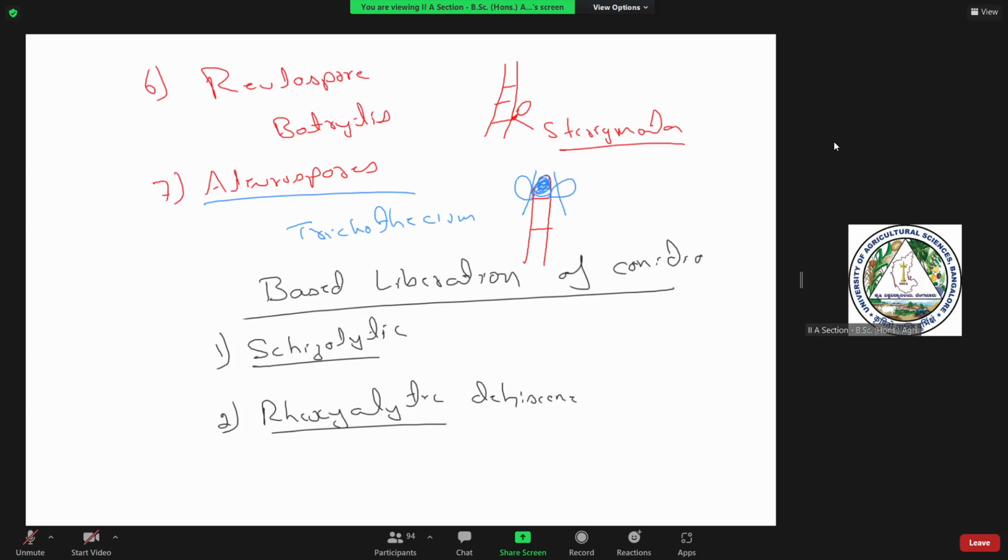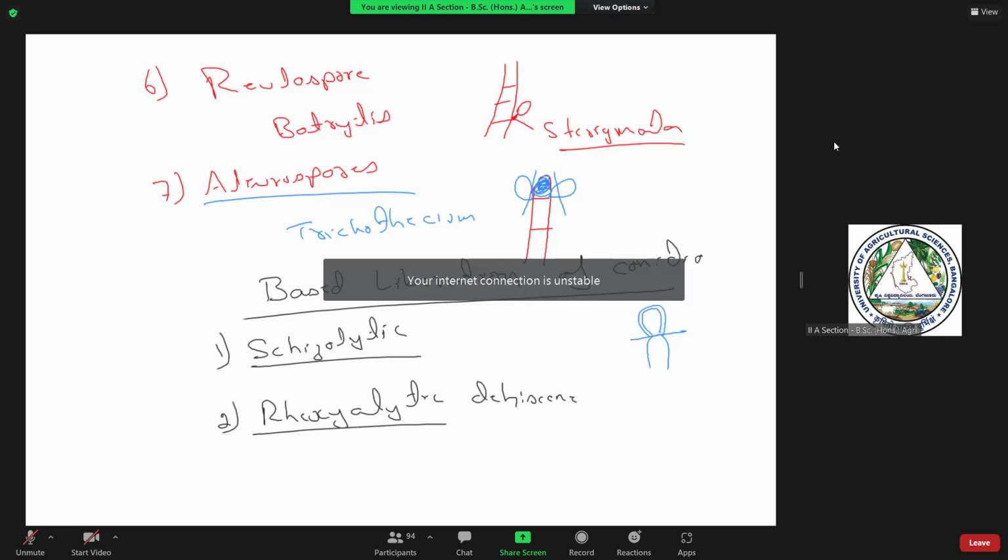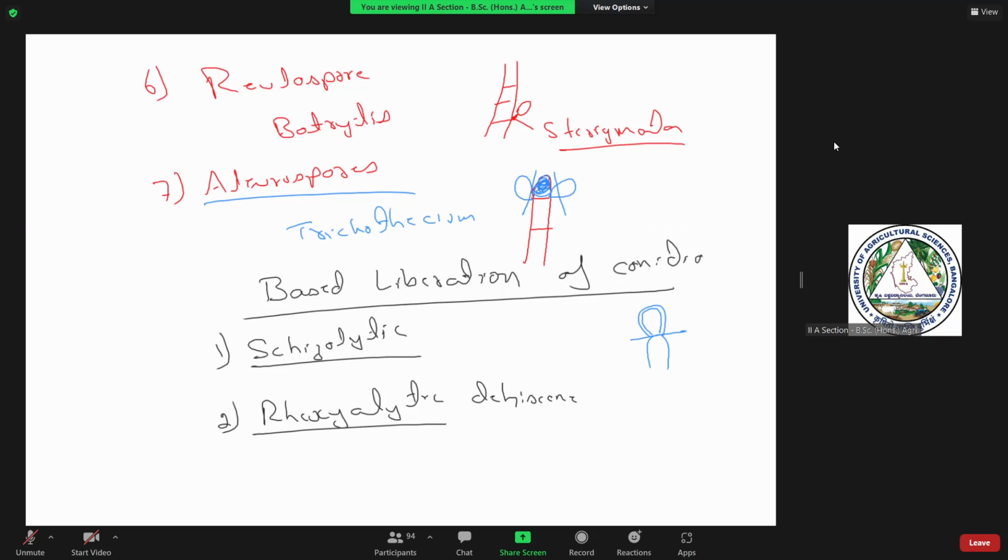Schizolytic dehiscence: the two halves of the double septum split apart and break the middle lamella. Two halves of the double septum split apart by breakdown of the middle lamella.